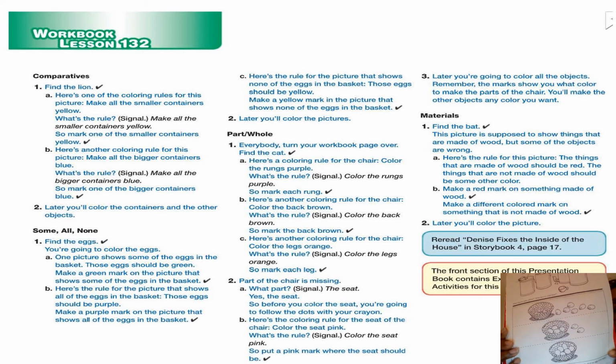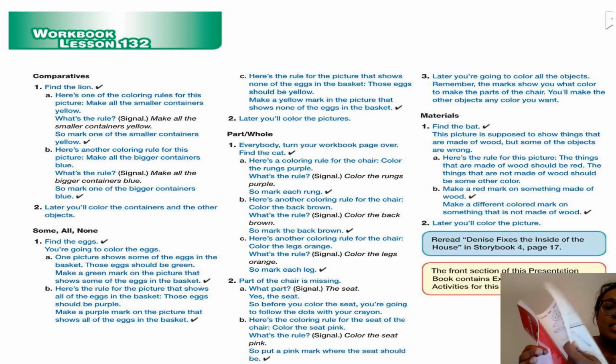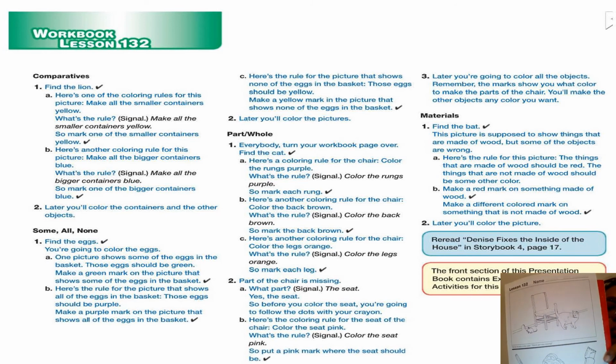Everyone turn your workbook page over and find the cat. Here's a coloring rule for the chair. Color the rungs purple. What's the rule? Get ready. Yes, color the rungs purple. Be sure to mark each rung with PU for purple.